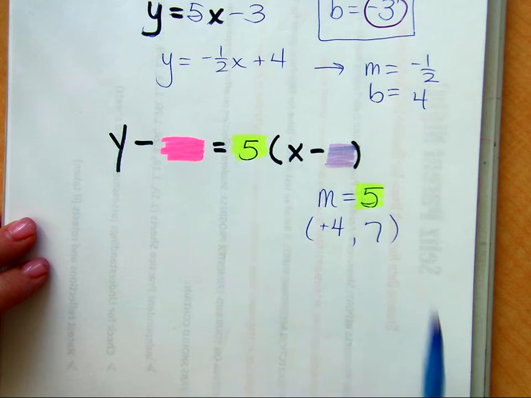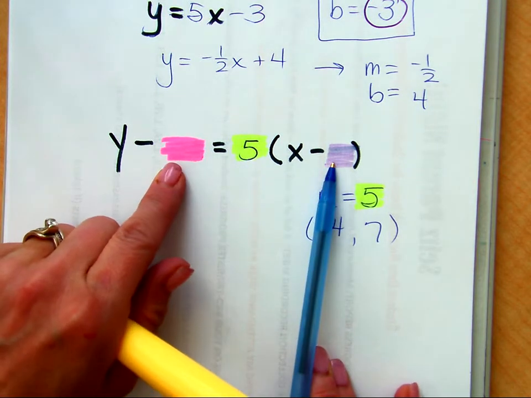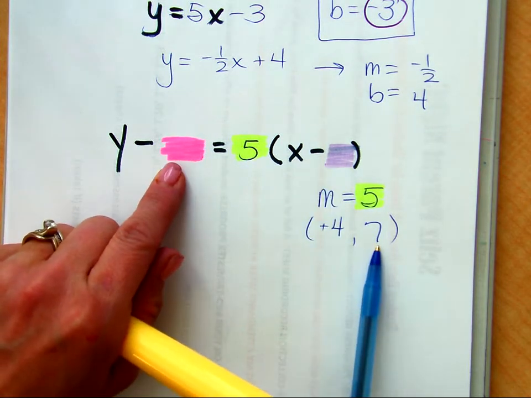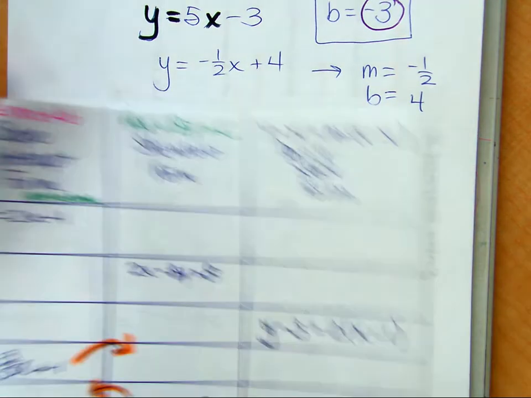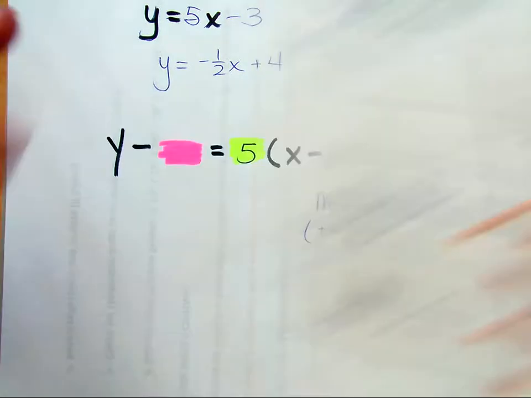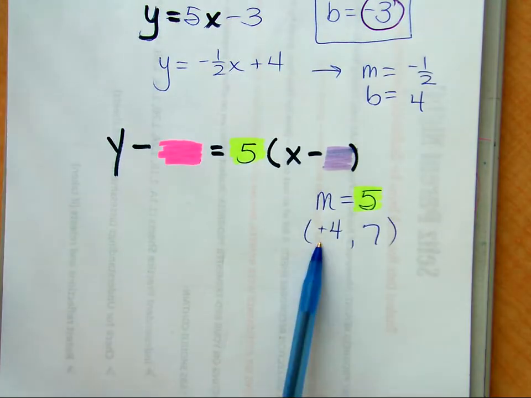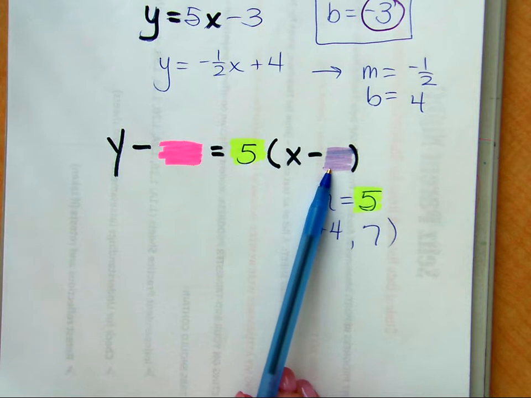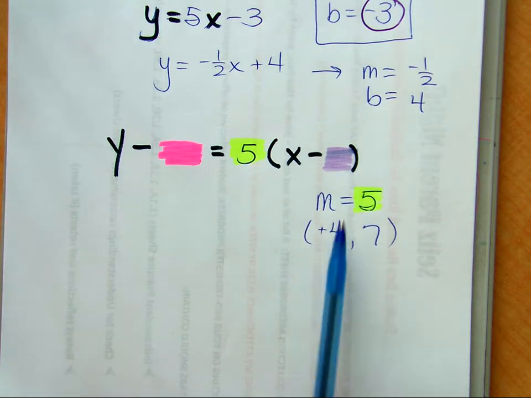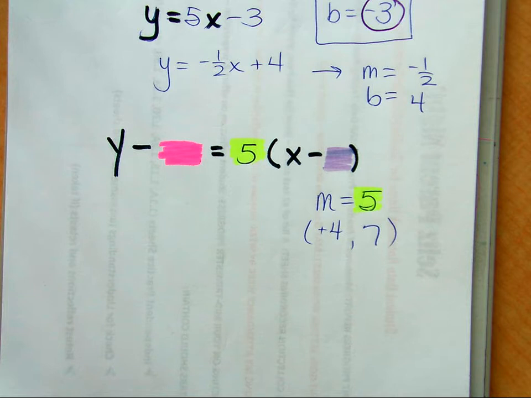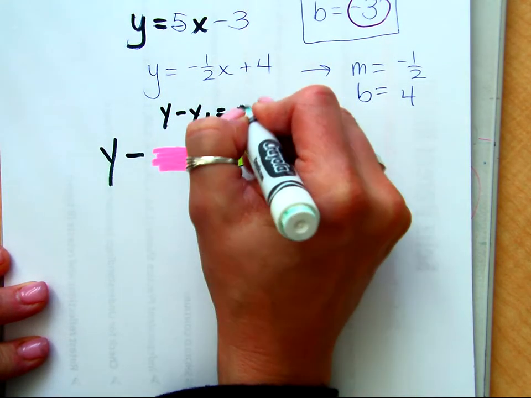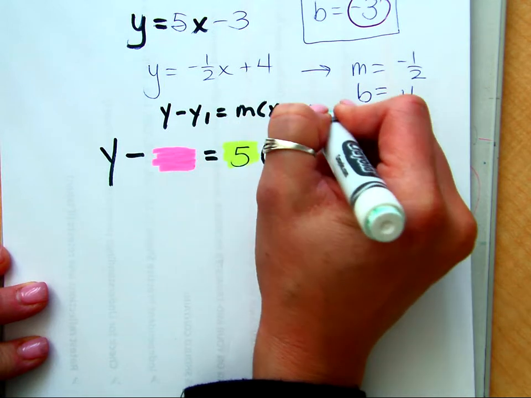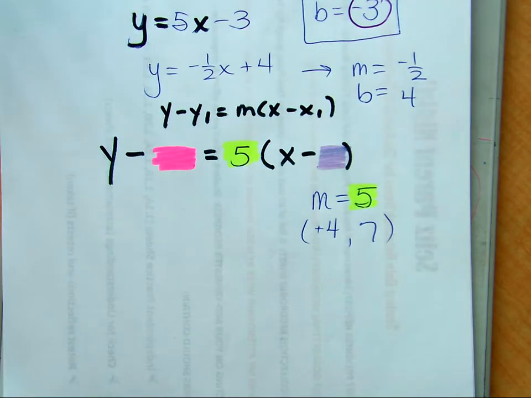Okay. Then I got to figure out what goes where. Well, I got a 4 and I got a 7. You want to take a guess at which one should go where, according to the formula? Yes. That's a great way to look at it. In the formula, by the way, let me just write this. Y minus Y1 equals M times X minus X1. It sounds crazy. You're going to be knowing it off the top of your head by today.